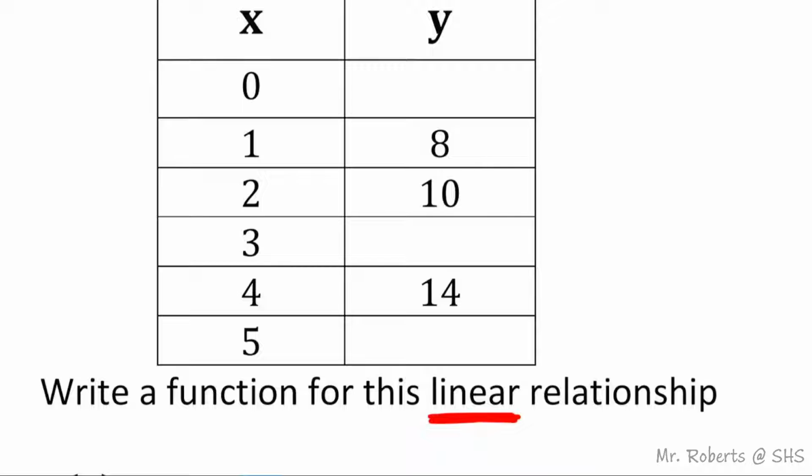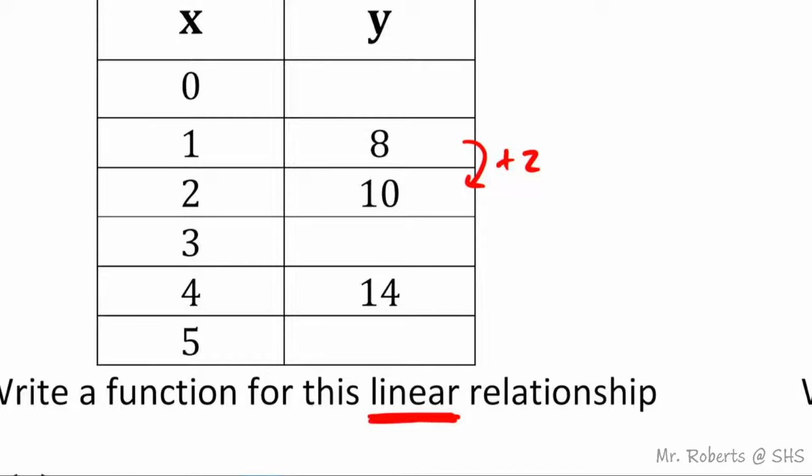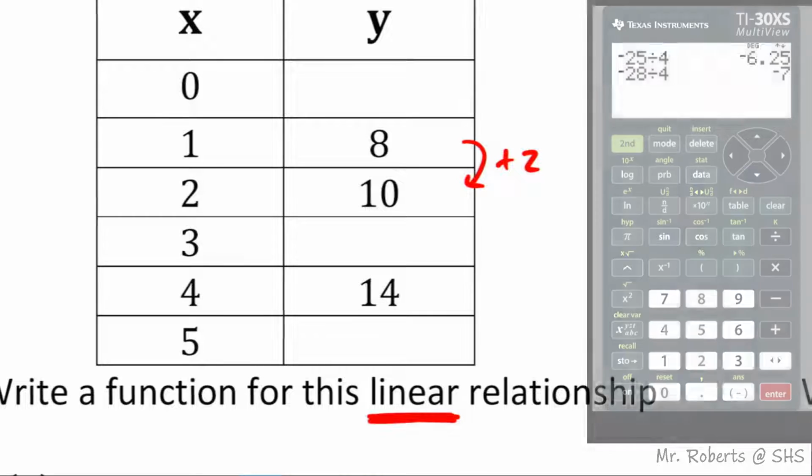And because I know that it's linear, I can just look at 2 adjacent cells, and I can see I'm going from 8 to 10, which is adding 2. So the rule for this function is add 2. And if I wanted to fill in more values for that, kind of a nice way to do that is just with the calculator, right?